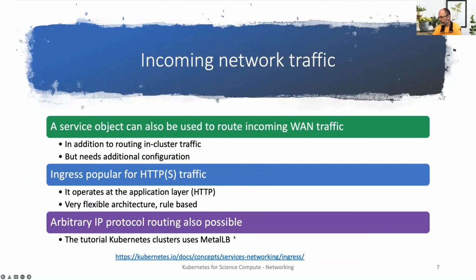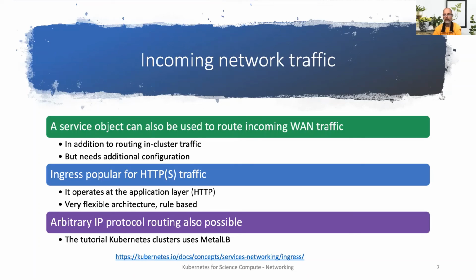But that only covers traffic inside the Kubernetes cluster. So let's say you want to create something inside the cluster and have pods talk to it. That is great. But what if you want to talk to it from outside, for example, from your laptop? The service object by itself is not enough. You need an additional thing that will route traffic from outside. The most popular abstraction is the ingress object, which is specialized for HTTP because, as you may know, HTTP is used for everything these days.